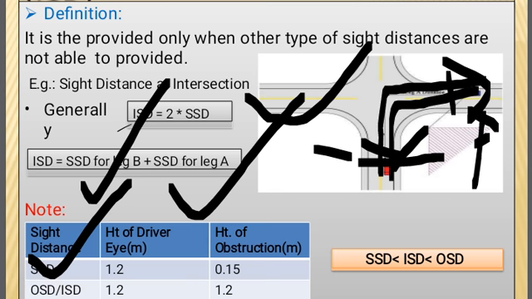Why are these intermediate sight distances provided? Because there is a shortage or insufficient land available, and also insufficient sight distance available on a road. Due to this reason, intermediate sight distance is provided at that place instead of overtaking sight distance.